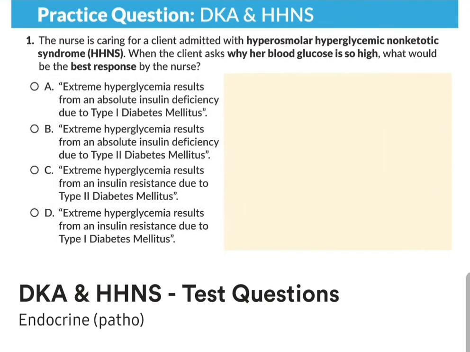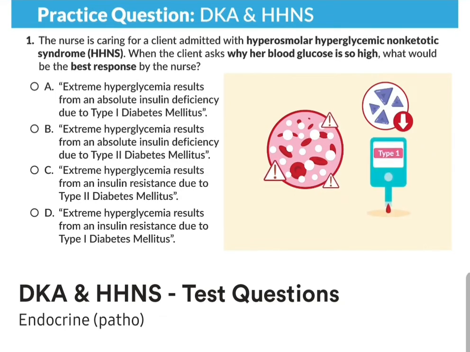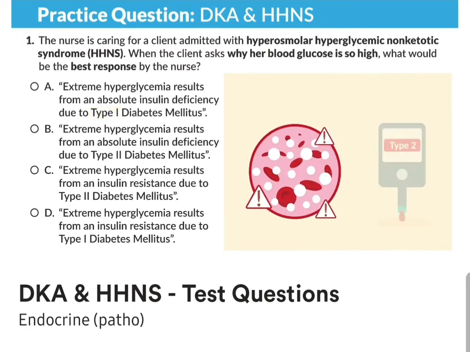So now look at the options here. Option A says that extreme hyperglycemia results from absolute insulin deficiency due to type 1 diabetes mellitus. No, the key term here is type 1 diabetes mellitus, which in reality, HHNS is a type 2 problem.